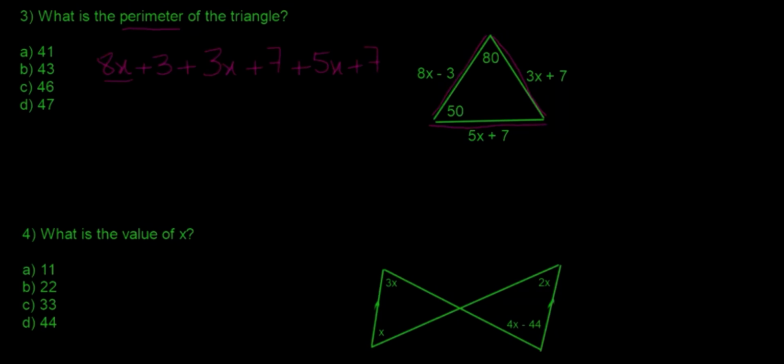Okay, let's put them together. The x's together, 8, 3, and 5. That's 16x. Then I've got 3, 7, and 7. Oh, my bad. Let's take a look at this. This is supposed to be a minus. Good that we caught the mistake. Okay, so that's 14. 7 and 7, 14. Minus 3, that will give me an 11.